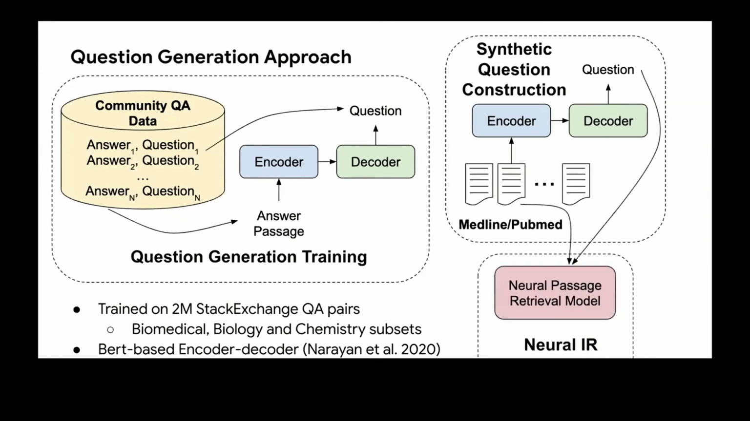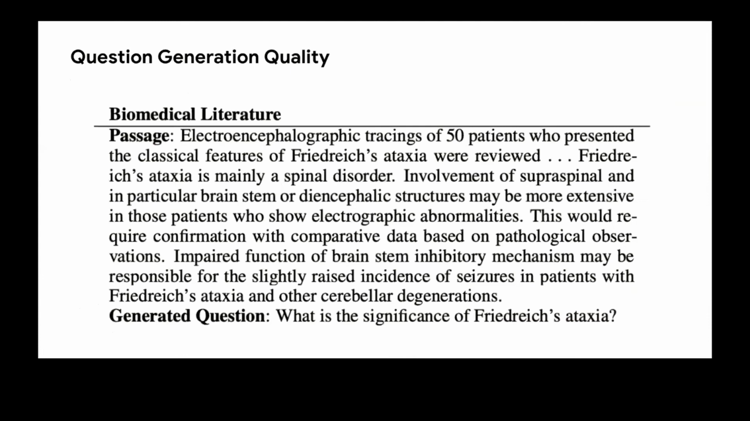So every time we generate a question from a piece of text, we pass that to the neural model to train the model. So quite simple. To give you an idea of why this might work, here is a real example from our model. This is an abstract, and you can see that the generated question is something like, what is the significance of Friedreich's ataxia? Which this passage here may not answer exactly, but you can see that it's at least somewhat relevant. It's talking about the nature of it.